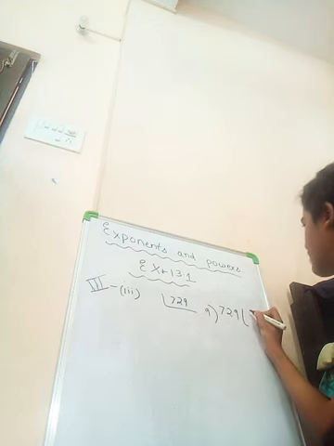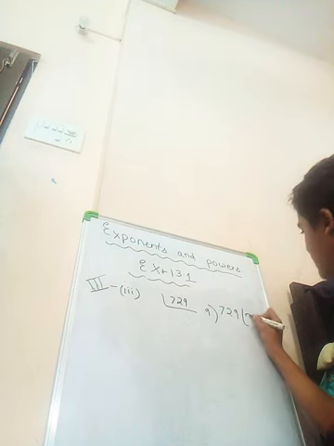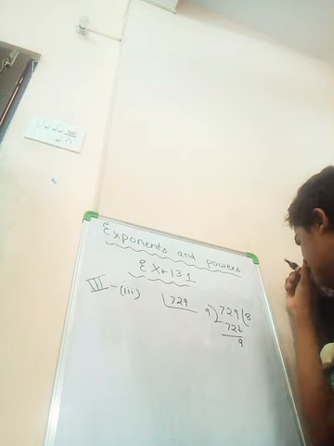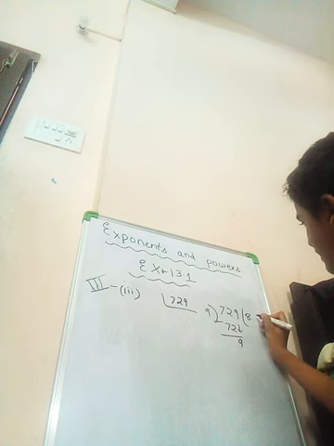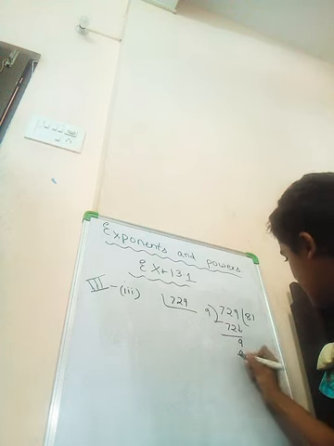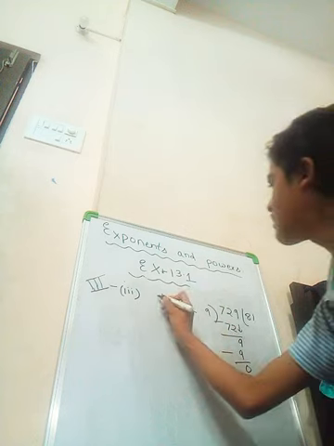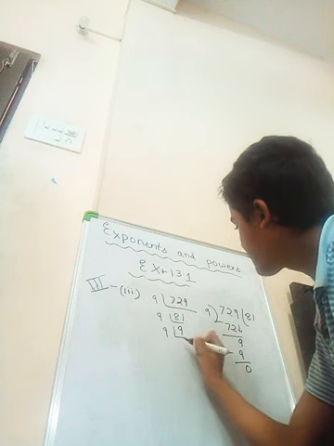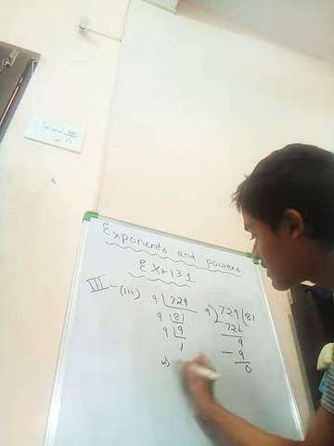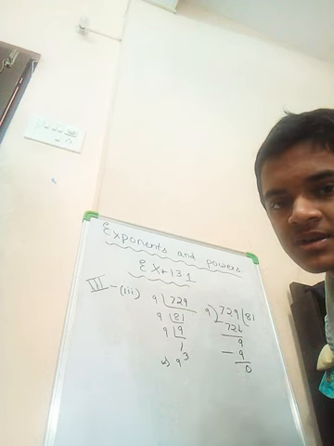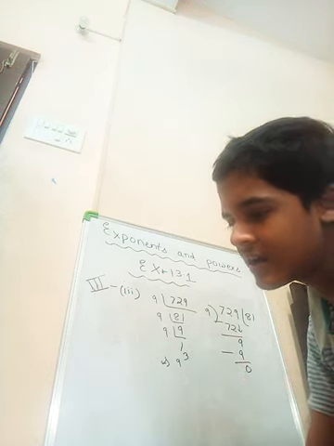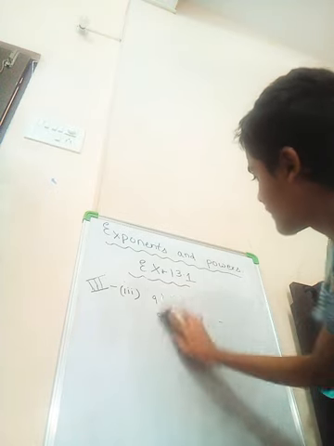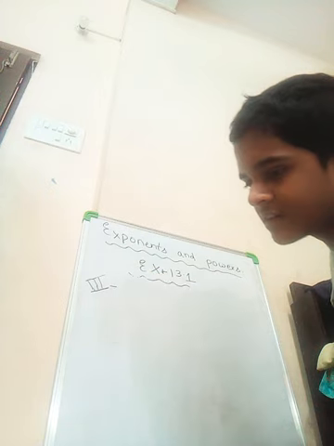9 8s are 72, 9 came down, then 9 1s are 9. So here we got 81. So 9 81s, 9 9s, 9 1s. So 729 is equal to 9 to the power 3. So understood, guys? Hope it's clear with the third one. Now let's go for the fourth one. I will read out the fourth question.